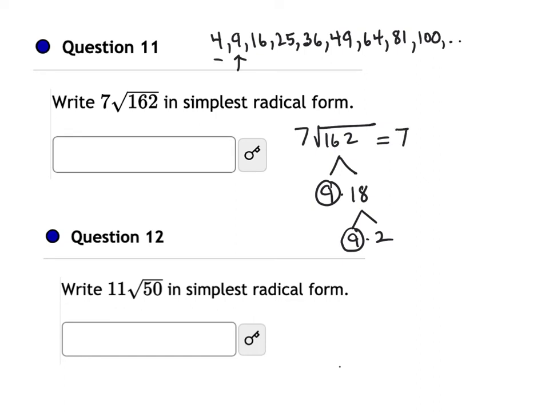In other words, I can rewrite this as 81, and 81 goes into 162 twice. 81 times 2. The square root of 81 is 9. The 9 goes out front. 9 times 7 is 63. 63 root 2 is still my answer. I still have that 2 left under the root.